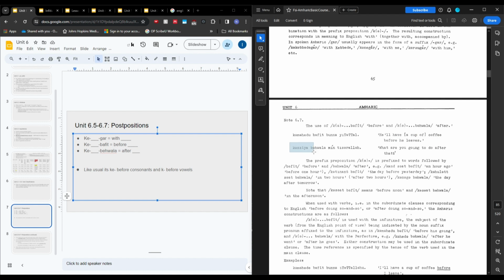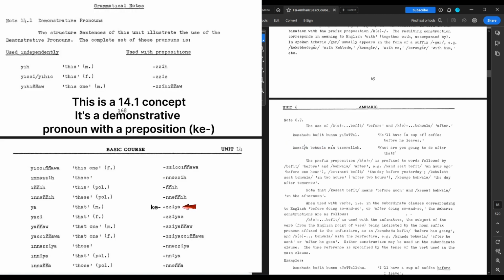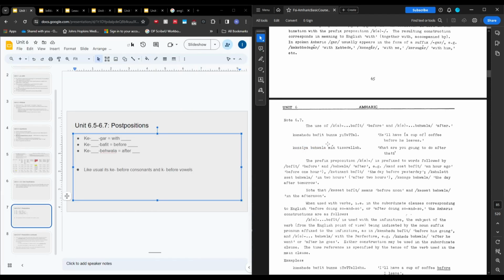Ka zia wahala. So zia I think means like that, if I remember correctly. Ke wahala is supposed to mean after. Min tisralle. Mesarat is to work or to do. Tisralle is second person masculine, which basically just means you male will do something. So after that, what will you do? What are you going to do after that?